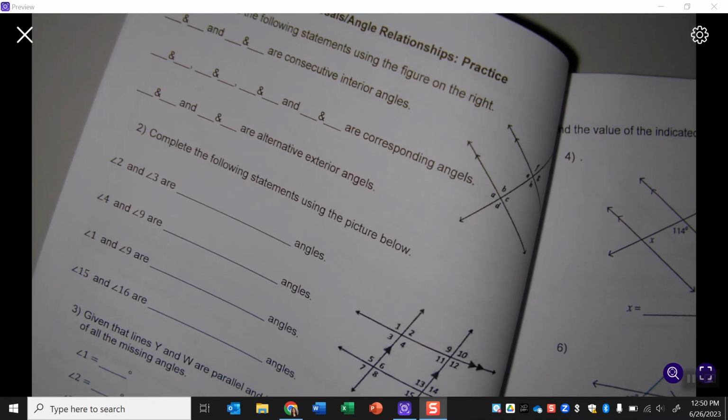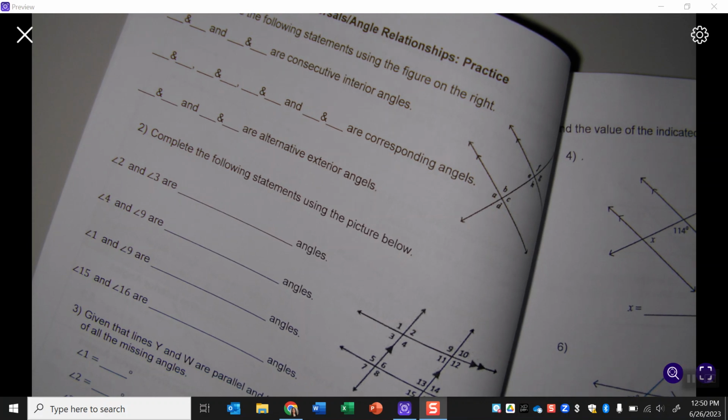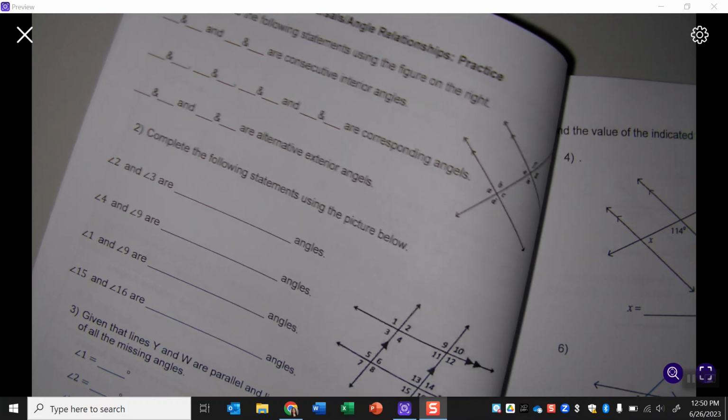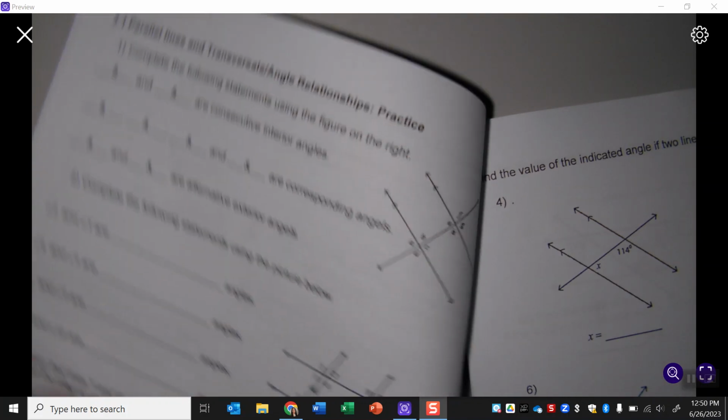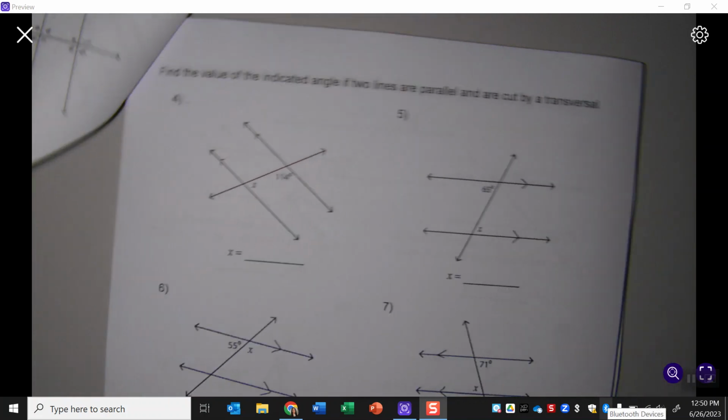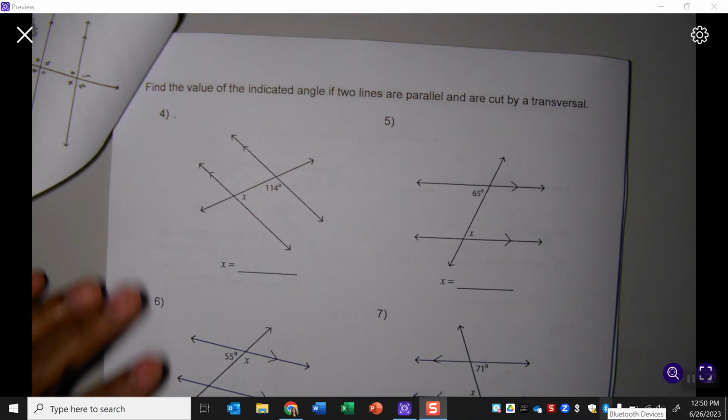I'm going to go ahead and have you try the practice page here on this page. I'll have you try that. And then let's go ahead and go to this page and look at some of this practice.